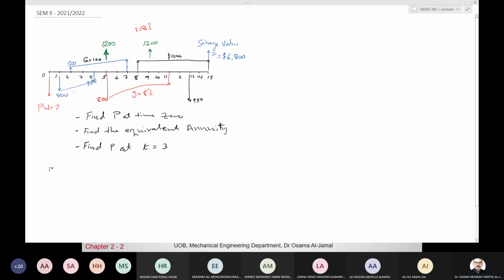And finally, we have the fourth one, which is the geometric gradient. It is decreasing or increasing by a percentage. The arithmetic gradient is increasing or decreasing by a constant amount, but the geometric gradient is decreasing or increasing by a constant percentage.